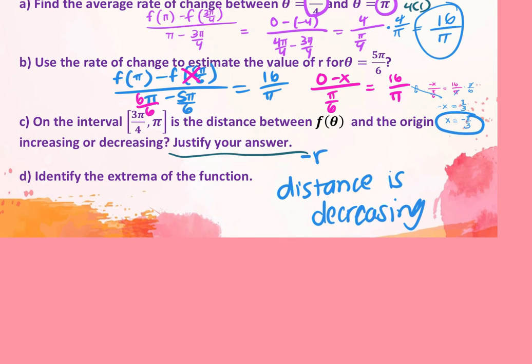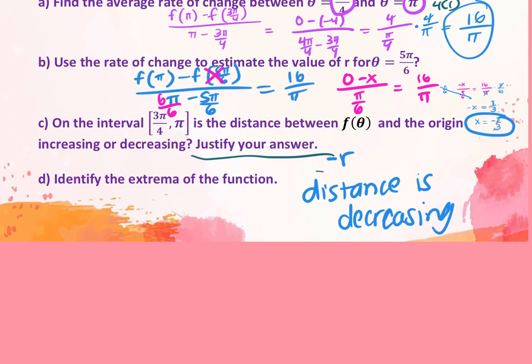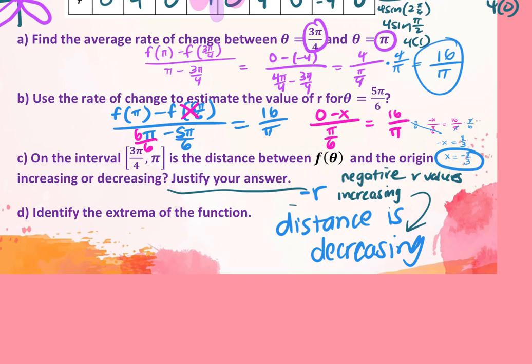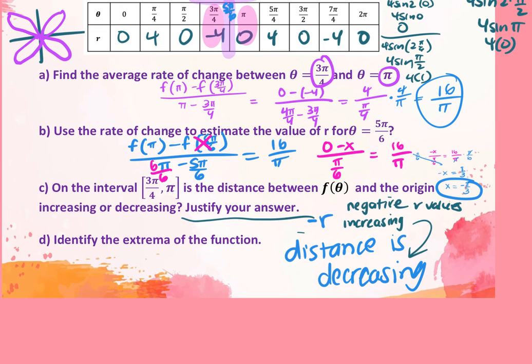To justify your answer: the R values are negative. So negative R values increasing mean that the distance is decreasing. It's getting closer to your origin. The distance is decreasing. So the values were increasing, but the distance is decreasing.